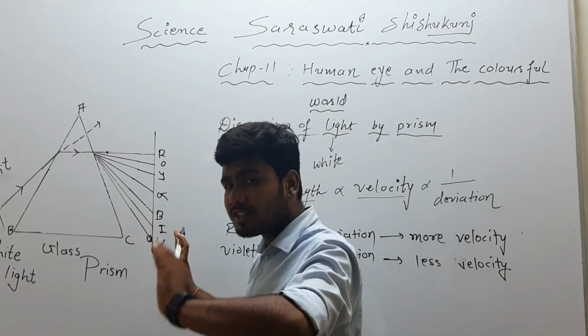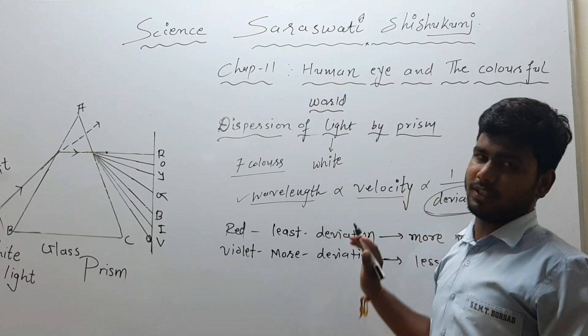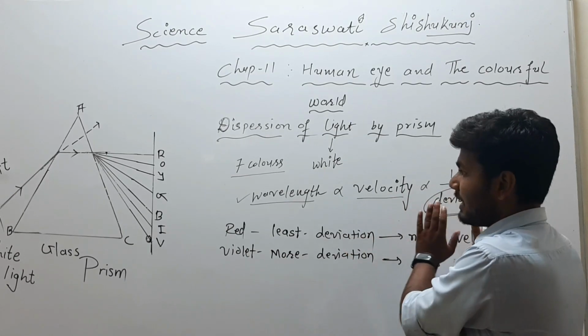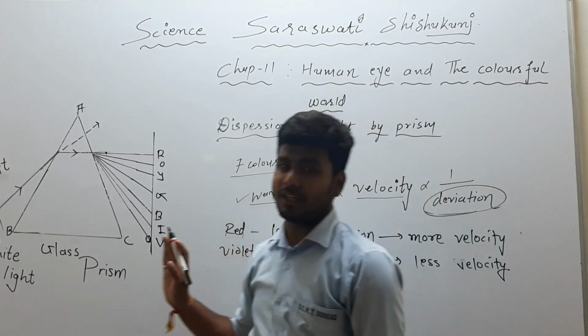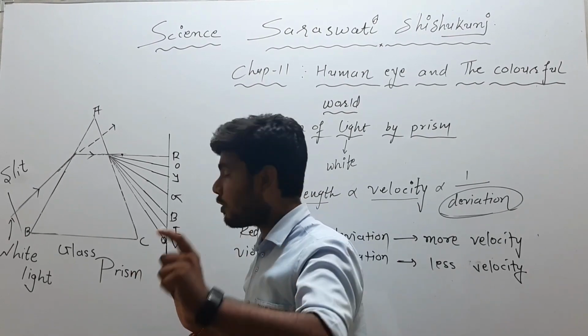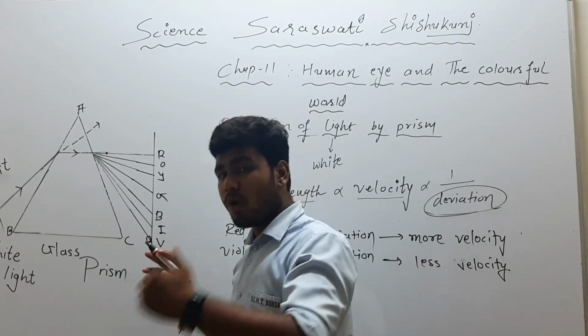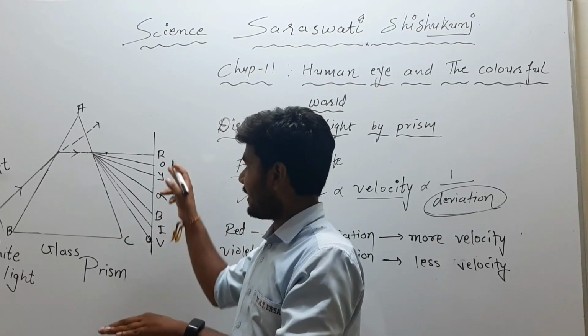And how will those deviations be? The deviation will be inversely proportional to its velocity. This means the color with more wavelength and more velocity will be less deviated. Red color has more velocity, so it will be deviated less.